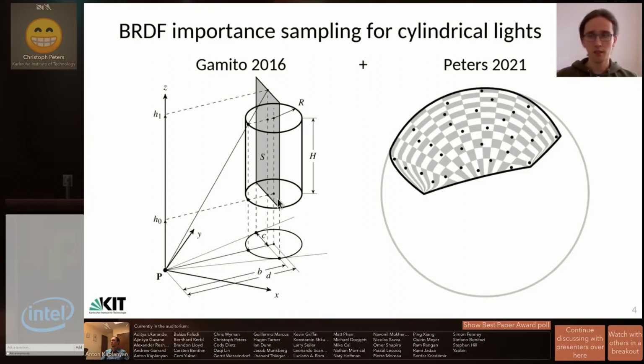We could also handle cylindrical lights of finite extent using an approach by Gamito. There the idea is to fit a rectangle to the cylinder, which is as tight as possible, and then to sample this rectangle. And if samples here at the caps don't actually hit the cylinder, they are rejected. So if we have a good sampling strategy for rectangles, that is also applicable to cylinders.